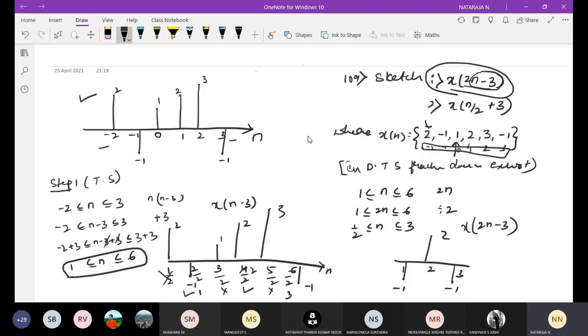Any doubts? Any doubts? No, sir. Okay, please make a note of this and try the second one: x of n/2 plus 3.